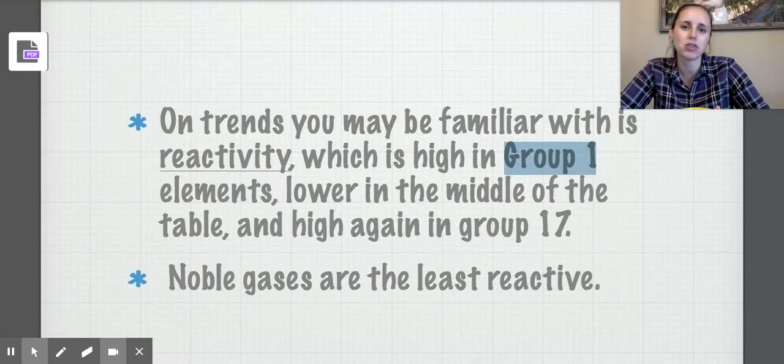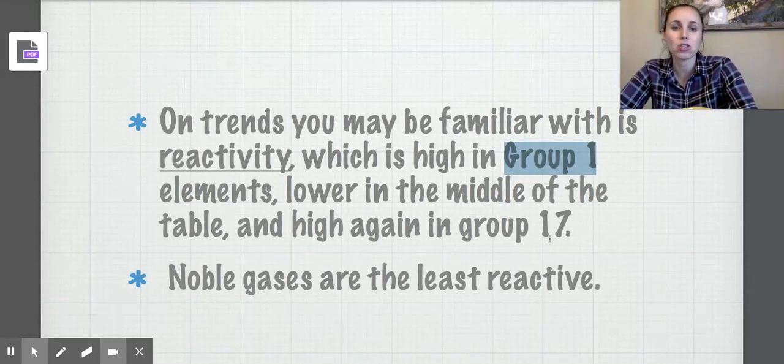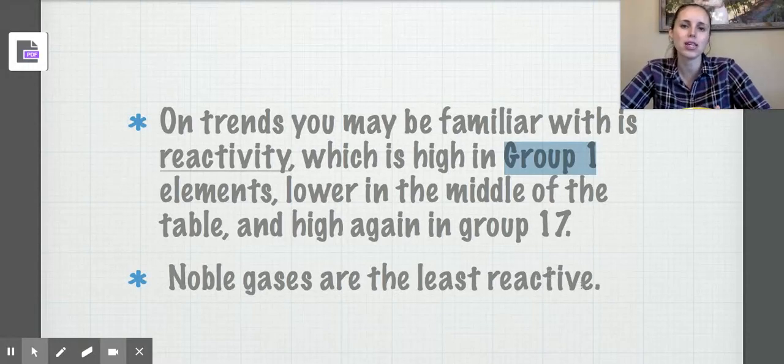So alkali metals only need to lose one valence electron to be full. That's really easy to do. Halogens only need to gain one electron to be full. That's really easy to do. Noble gases are totally unreactive, and that's because they're already full. They're not looking to gain or lose any electrons at all, so they don't react at all.